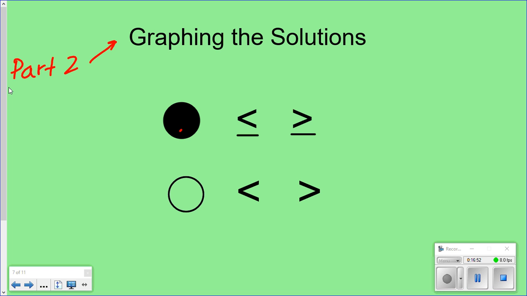Okay, you have to know this. Closed circle was with these two signs. Open circle was with these two signs. And you have to use open and closed circles when you graph your answers. Okay? All right, so how does this work?